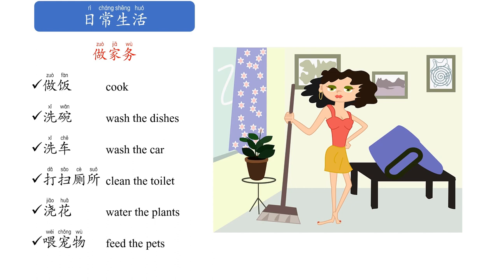And if you have a pet at home, this is what you have to do daily. 喂宠物, to feed the pets. Those are some of the words for housework. For those who have to do your housework, it might be useful for you. And we'll come back to talk about 爱好 or hobbies.